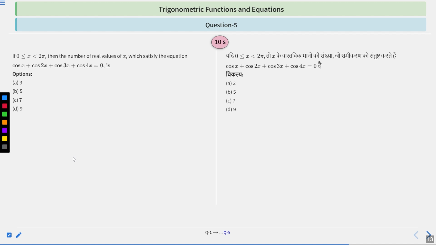And after that, you can try to simplify this and try to find the general solution, right? And after finding the general solution, you can easily get the number of solutions in the interval 0 to 2 pi, right? So in this way, you can try to approach this question. You have 10 seconds to solve or think about this question. After 10 seconds, we will discuss the solution, right?